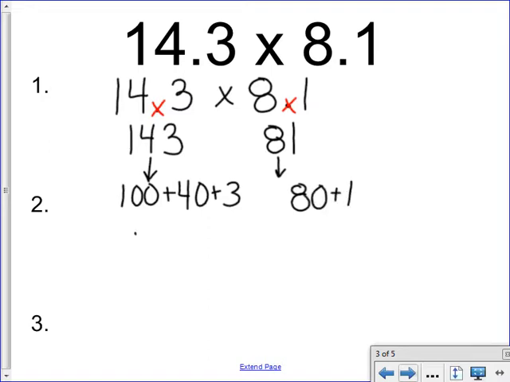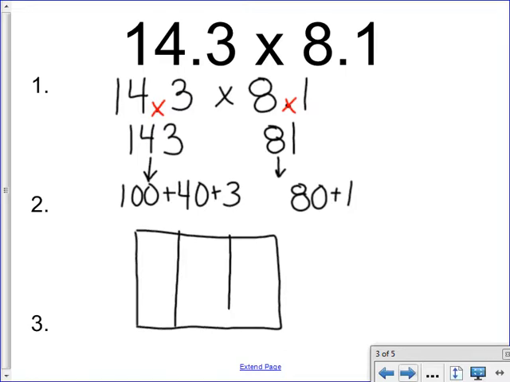So now when we do our box method, we will either need to have 3 columns or 3 rows by 2 columns or 2 rows to be able to fit all of our expanded form. I went ahead and did 3 columns and 2 rows. So I write my 100 and my 40 and my 3 above, and my 80 and my 1 on the side. Now I can multiply through.